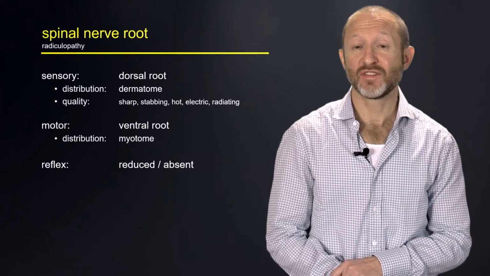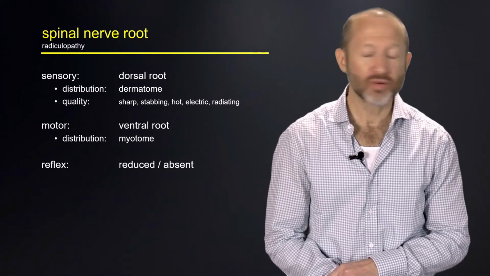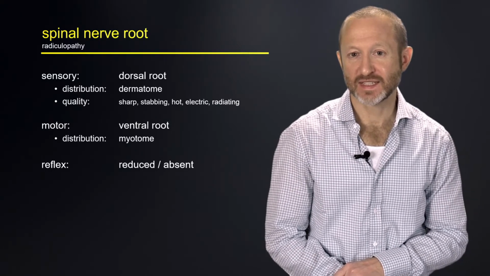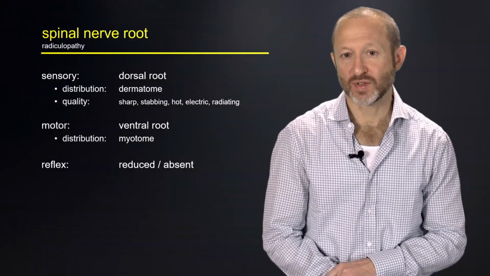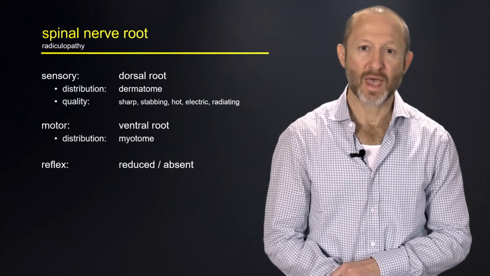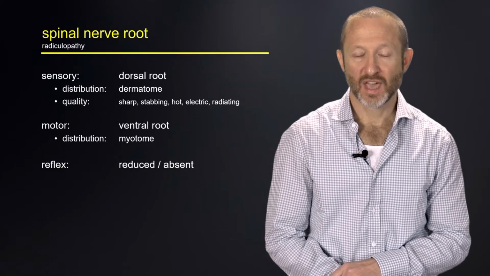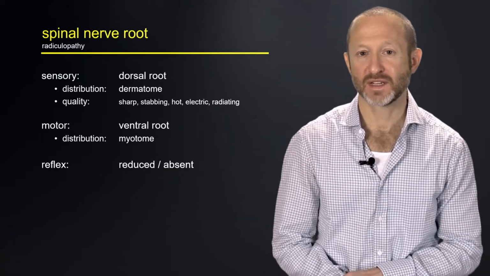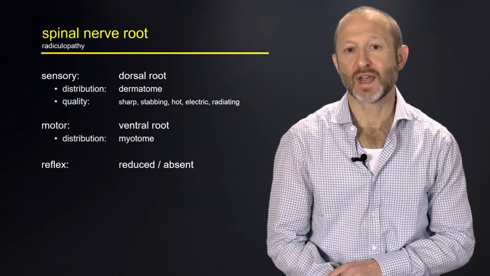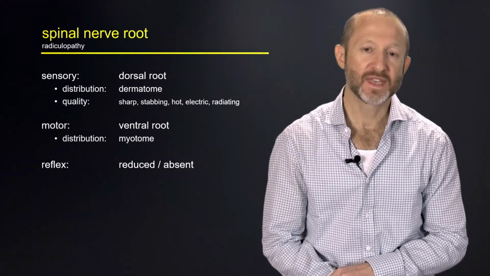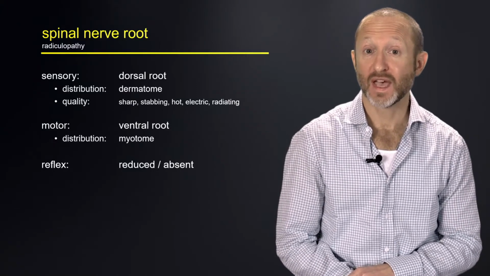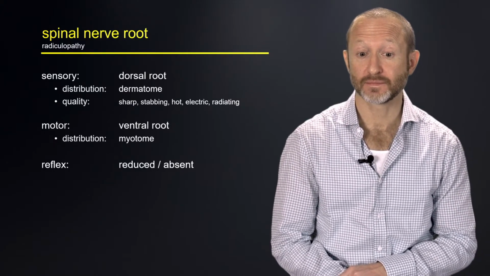A lesion, however, of the ventral spinal nerve root would not produce any sensory changes. It would only produce weakness in a classic distribution called a myotome. So dorsal spinal nerve root lesions produce dermatome abnormalities of sensation, and ventral spinal nerve root abnormalities produce motor weakness in the pattern of a myotome. And remember that a myotome pattern of weakness is different than a pattern of weakness that you would see from, for example, a distal peripheral nerve lesion.